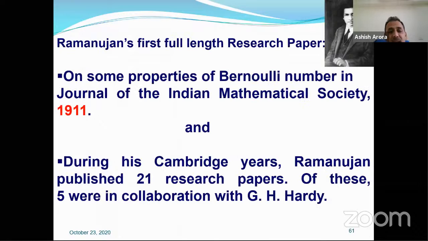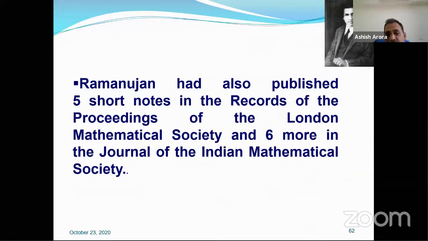ਉਹਦੇ ਕਈ ਰਿਸਰਚ ਆਰਟੀਕਲਸ ਆਏ. ਇੰਡੀਅਨ ਮੈਥਮੈਟੀਕਲ ਸੁਸਾਇਟੀ ਦੇ ਅੰਦਰ ਉਹਦਾ ਪਹਿਲਾ ਜਰਨਲ ਪਬਲਿਸ਼ ਹੋਇਆ ਸੀ. ਉਸ ਤੋਂ ਬਾਅਦ ਕੈਂਬਰਿਜ ਦੀ ਵਿਜ਼ਿਟ ਦੇ ਅੰਦਰ ਰਾਮਾਨੁਜਨ ਦੇ ਕਈ ਰਿਸਰਚ ਆਰਟੀਕਲ ਪਬਲਿਸ਼ ਹੋਏ, ਜਿਨ੍ਹਾਂ ਚੋਂ 5 ਪੇਪਰ GH ਹਾਰਡੀ ਦੀ ਕੋਲੈਬੋਰੇਸ਼ਨ ਨਾਲ ਪਬਲਿਸ਼ ਹੋਏ. ਪ੍ਰੋਸੀਡਿੰਗਸ ਆਫ ਦ ਮੈਥਮੈਟਿਕਲ ਸੁਸਾਇਟੀ ਆਫ ਲੰਡਨ ਔਰ ਇੰਡੀਅਨ ਮੈਥਮੈਟਿਕਲ ਸੁਸਾਇਟੀ ਦੇ ਅੰਦਰ ਜਨਰਲੀ ਉਹਦੇ ਪੇਪਰ ਪਬਲਿਸ਼ ਹੋਏ.